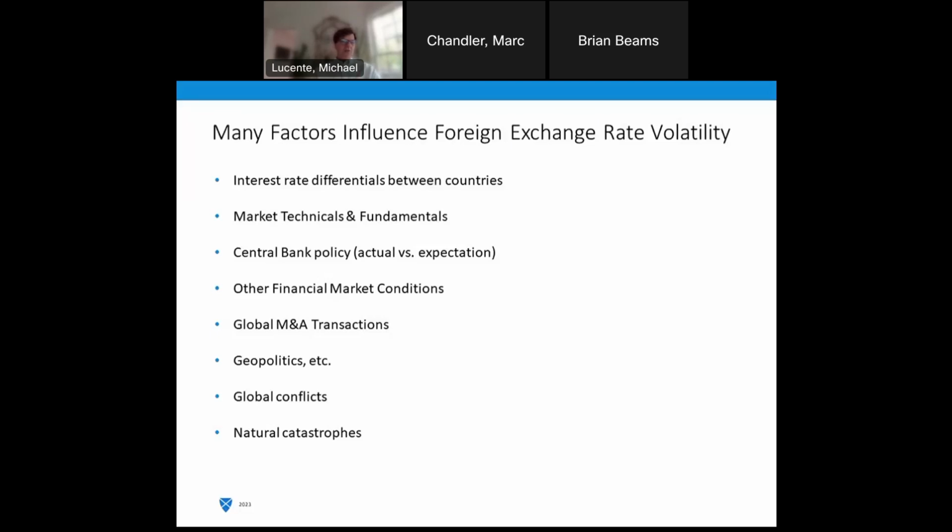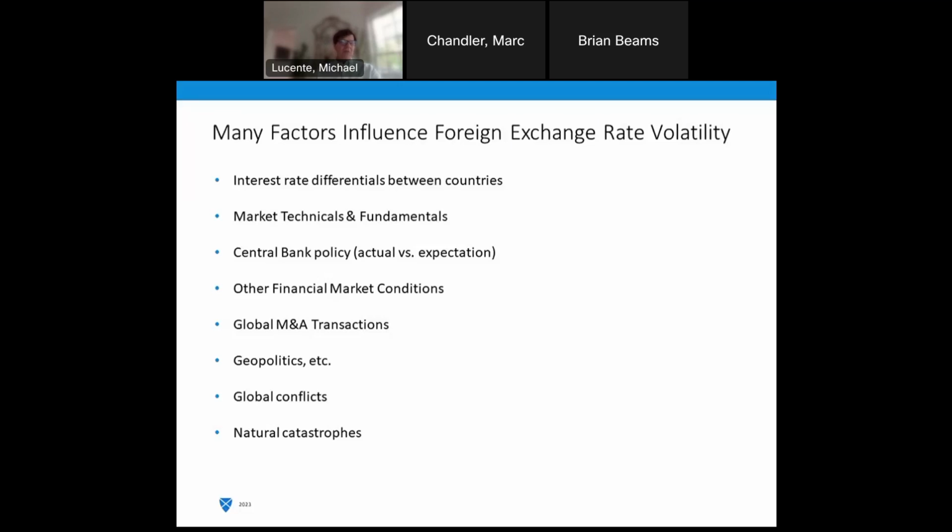The market technicals and fundamentals. Mark has mentioned Canada, for example. What drives the Canadian dollar? Often oil prices. Canada is a big oil exporter. As a result, if oil prices rise, the Canadian dollar strengthens. If oil prices fall, the Canadian dollar weakens, which is happening right now. Geopolitics, the war in Ukraine affecting supply, affecting the price of oil. Natural catastrophes. There might be an explosion at a refinery. There might be an earthquake.